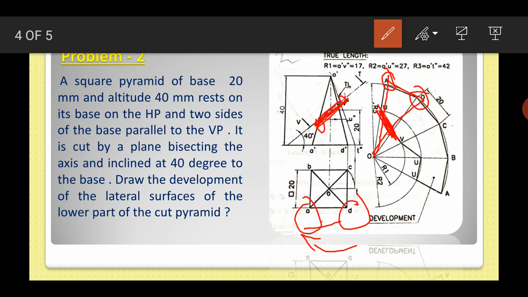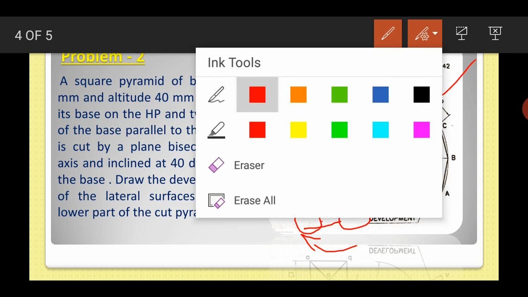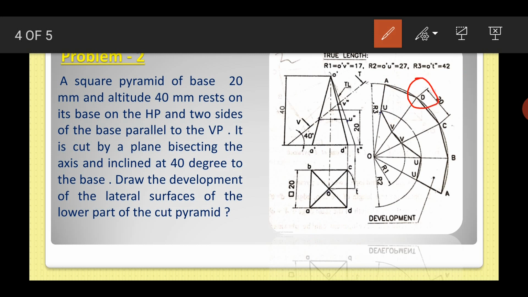So D is here and A is here, from top to bottom. So that is this line. I hope you understand. D to A, that is this line, this side. Now D to A.